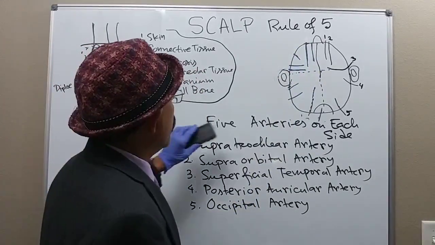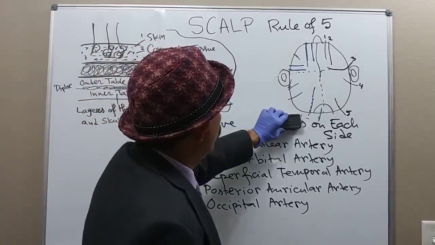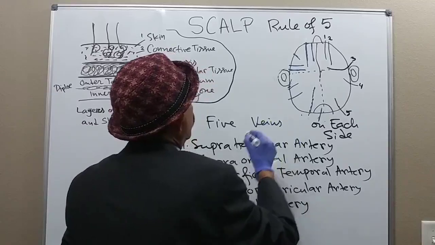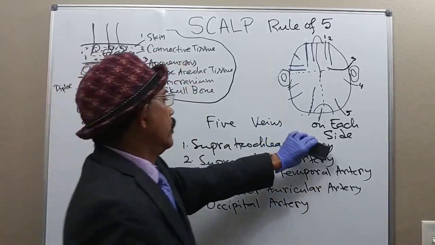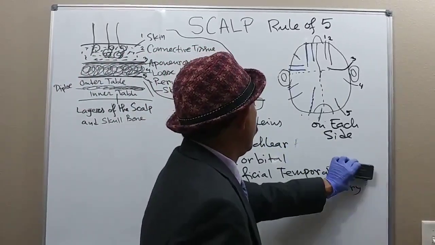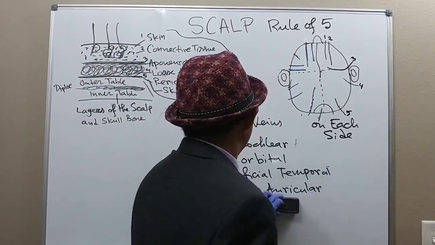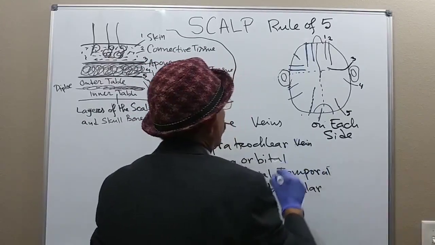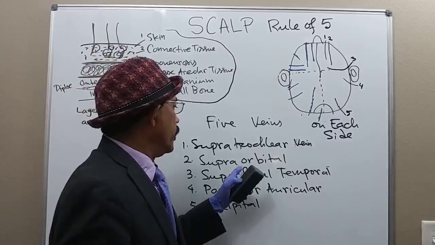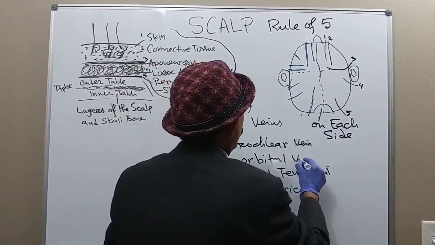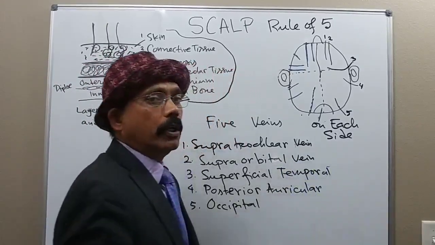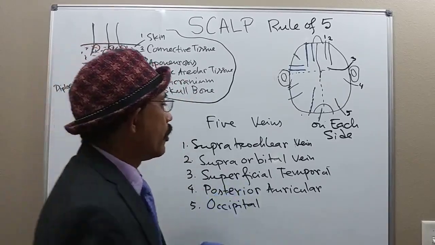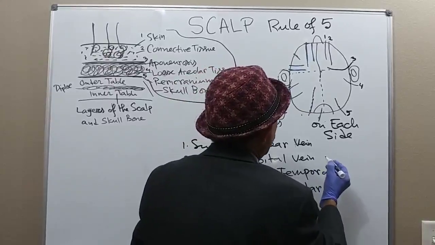How about the venous drainage? Okay, 5 veins on each side, the corresponding veins like the arteries. We get the supratrochlear and supraorbital veins. They go to the angle of the eye to form the angular vein. The superficial temporal vein is a tributary of the maxillary vein.